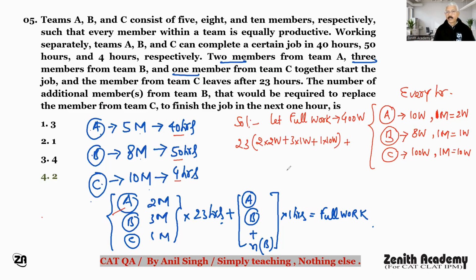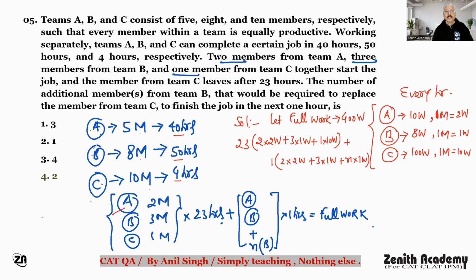Plus, in 1 hour, 2 men, so 2 into 2 work, 3 men, plus. How many more work? How many more men from B group? So suppose there are n men from B group, and B 3M, 3W, B from B 1W.